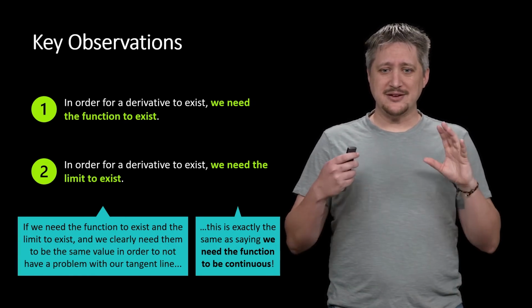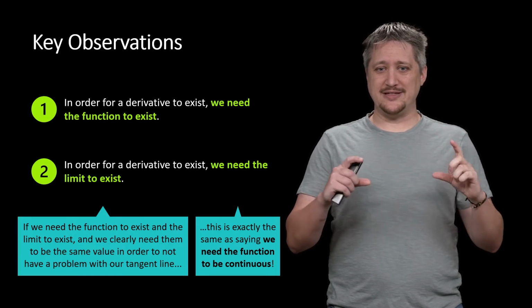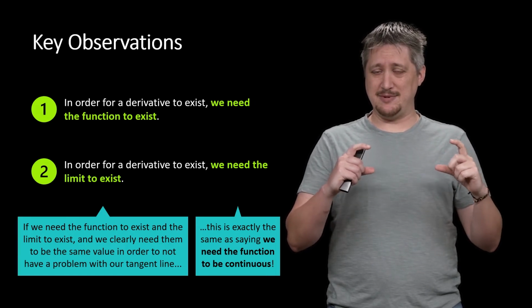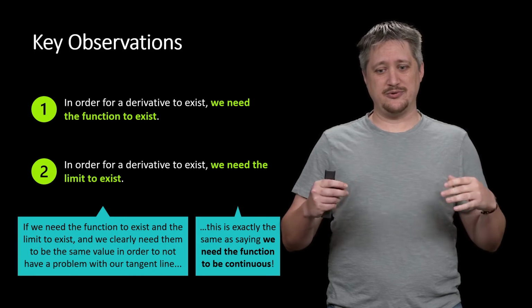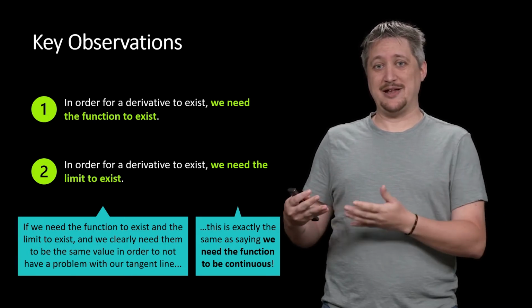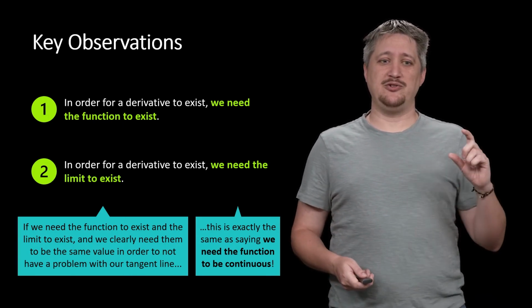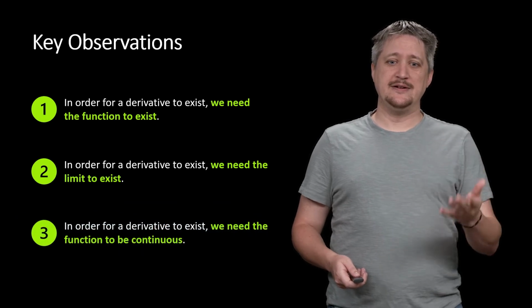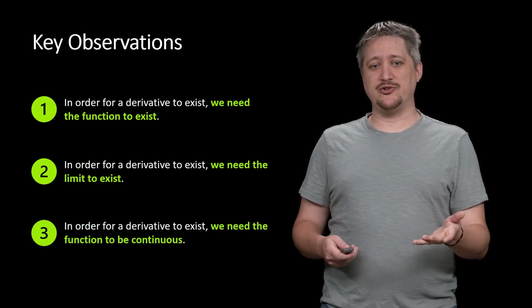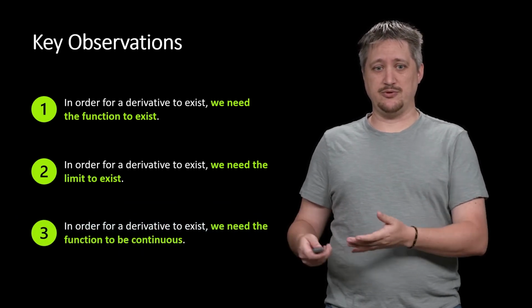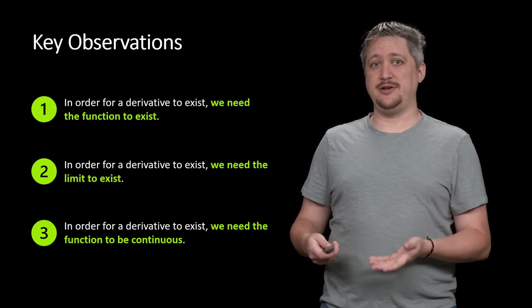So when we are looking at these two observations, although we came at them separately, they're culminating in this nice mathematical idea we already have, which we can use to replace those first two things, specifically that in order for a function to be differentiable, we need the function to be continuous.